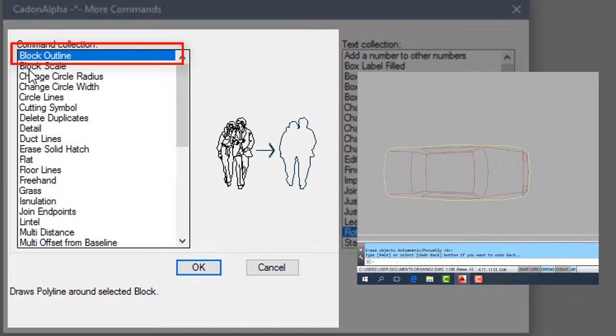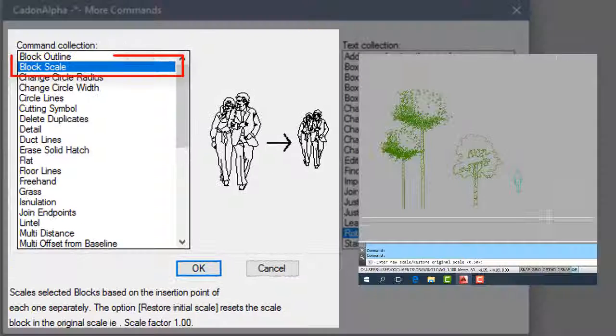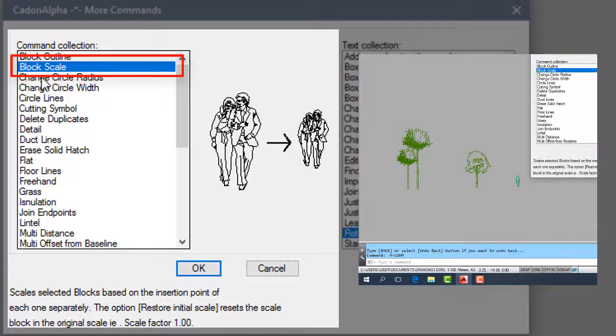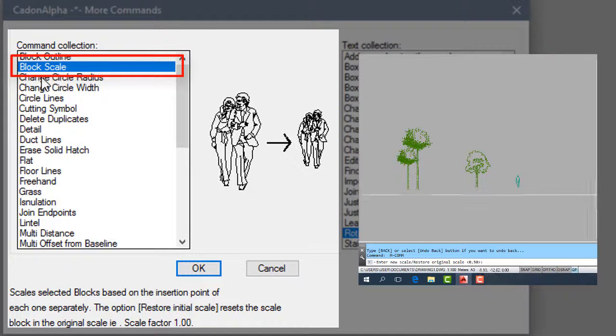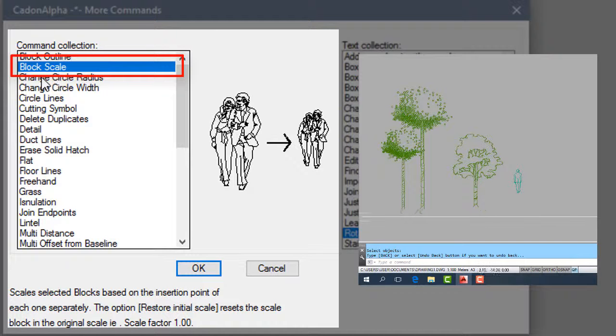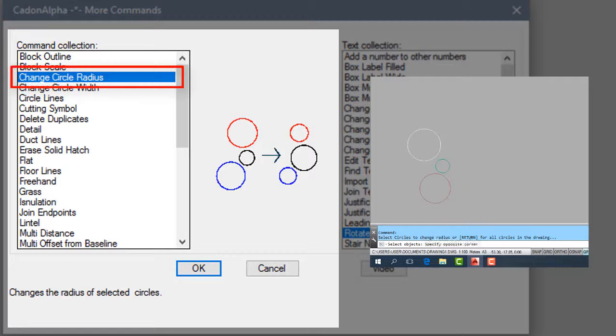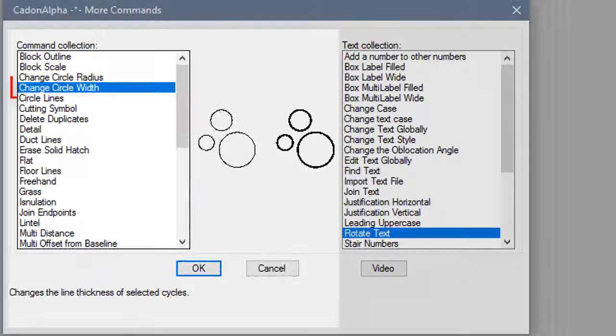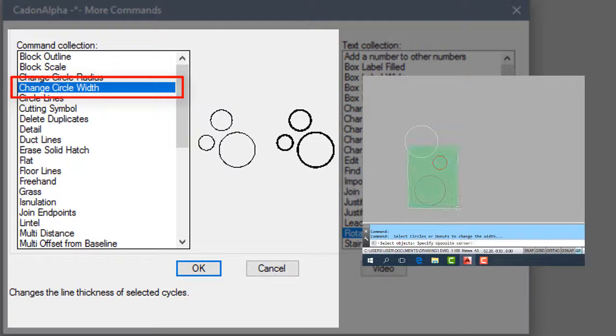Draws polyline around selected block. Scales selected blocks based on the insertion point of each one separately. The option Restore Initial Scale resets the block to the original scale, that is scale factor 1.00. Changes the radius of selected circles. Changes the line thickness of selected circles.